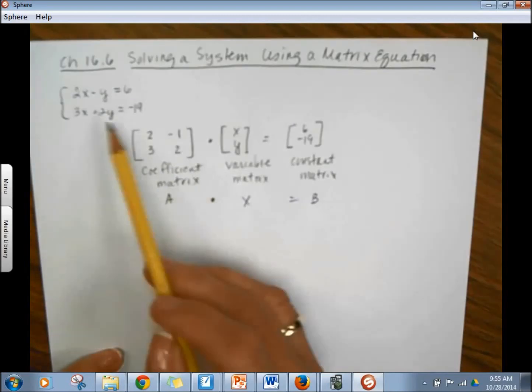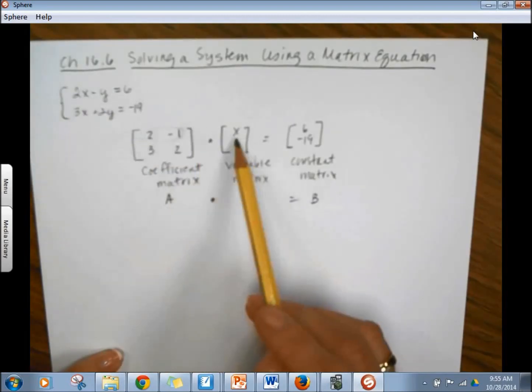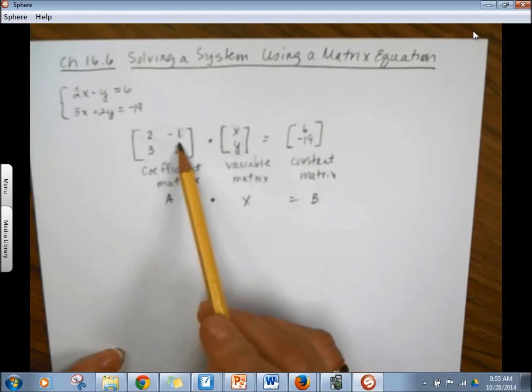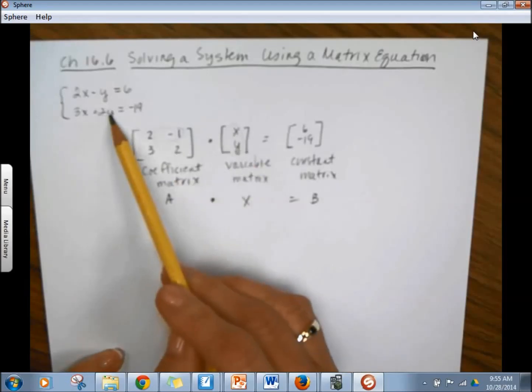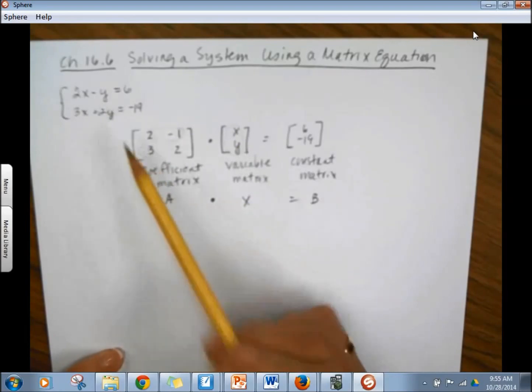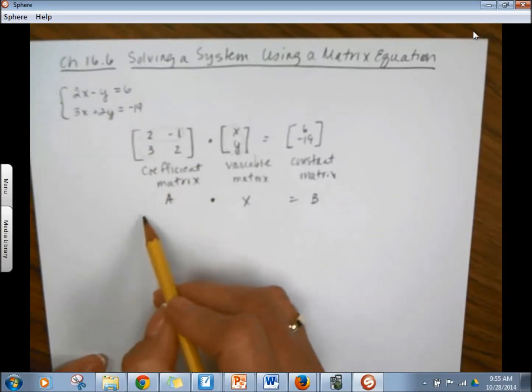So this is the setup. As you can see, if I were to multiply first row times the column, I would get 2x minus y, and the second row times the variables, 3x plus 2y. Okay, so multiplying this would bring us back to the original system. Okay, now little side step for a minute.